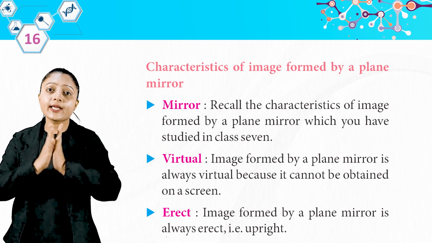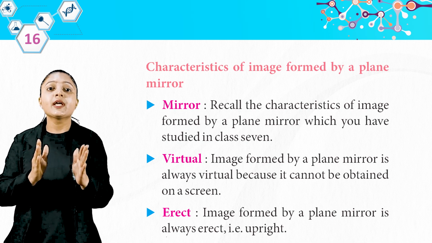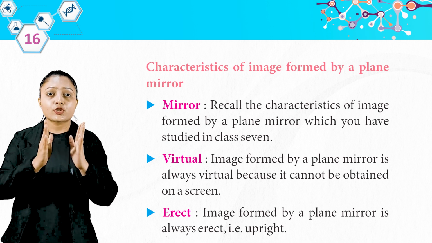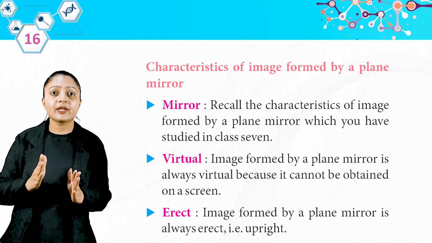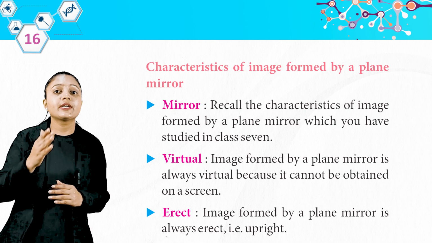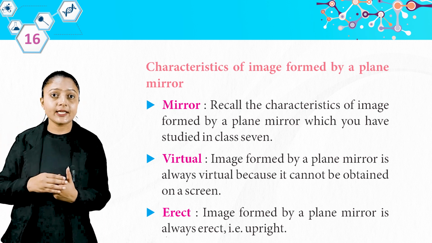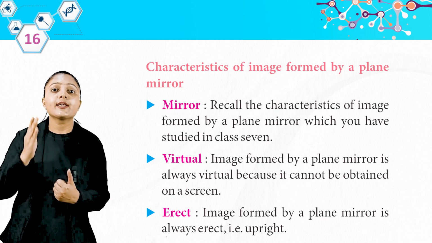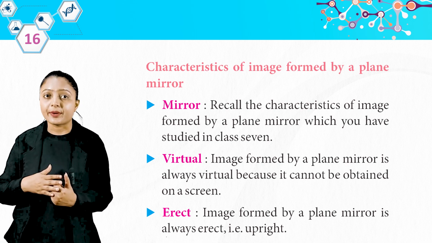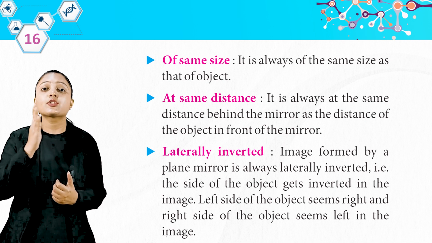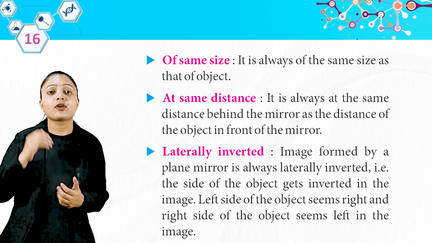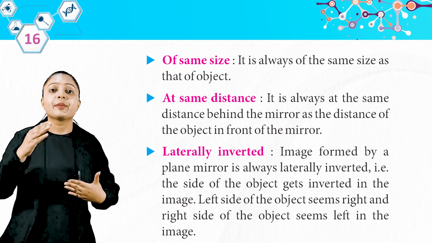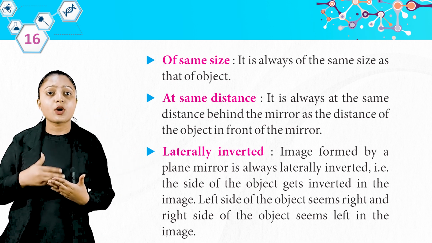Recall the characteristics of the image formed by a plane mirror which you have studied in class 7. Virtual. Image formed by a plane mirror is always virtual because it cannot be obtained on a screen. Erect. Image formed by a plane mirror is always erect, that is upright. Of same size. It is always of the same size as that of the object.